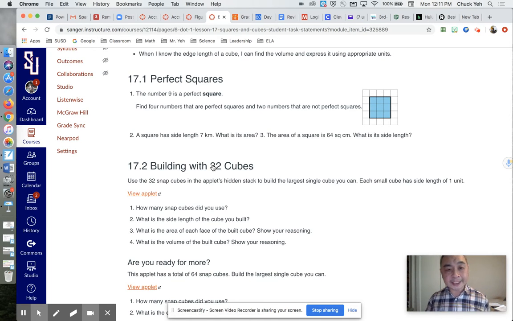On number 2, a square has a side length of 7. What is its area? So 7 times 7, you got it, 49. Number 3, you have to work backwards. So what's its side length? So if the area of a square is 64, what number multiplied by itself would equal 64? So would it be 8 centimeters? Okay, remember to label it. So again, number 2 is 49 square kilometers. Number 3 is 8 centimeters. Because 7 times 7 is 49, and 8 times 8 is 64. So that's why it's 8 for number 3.